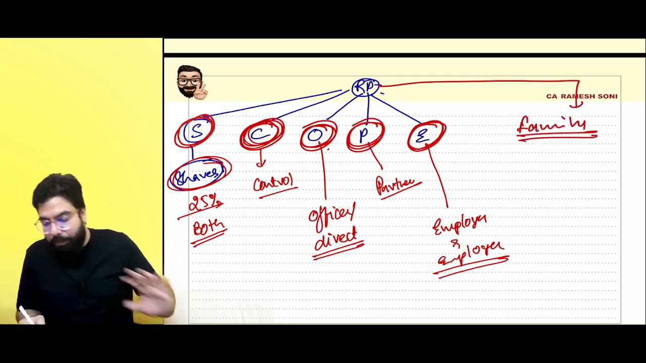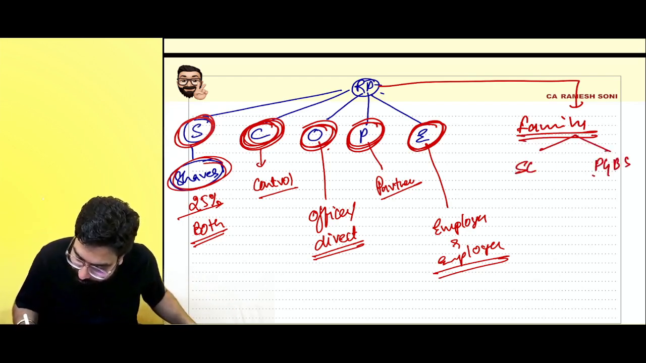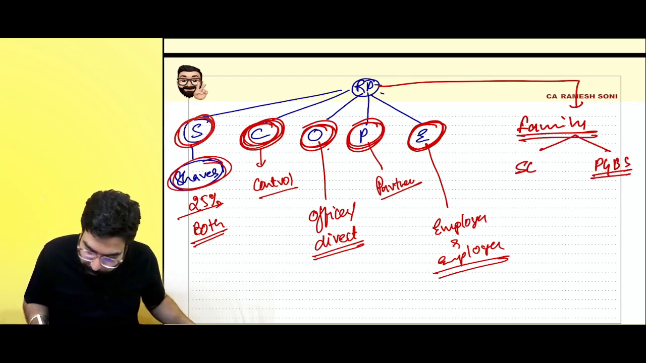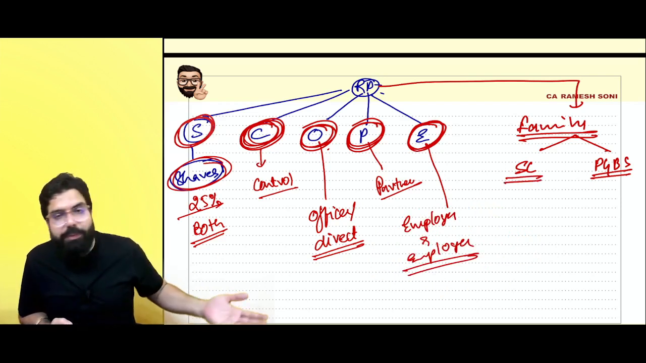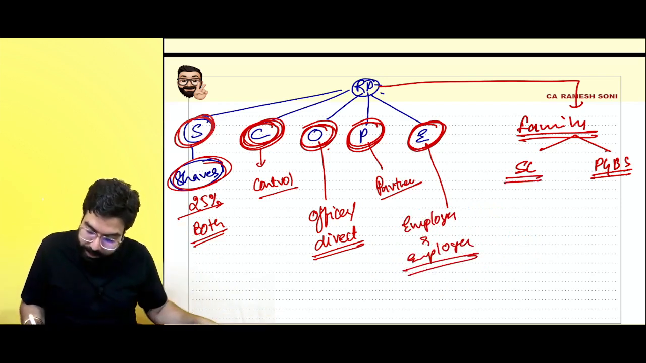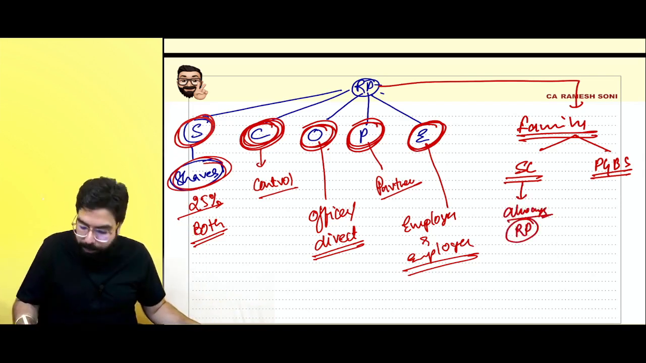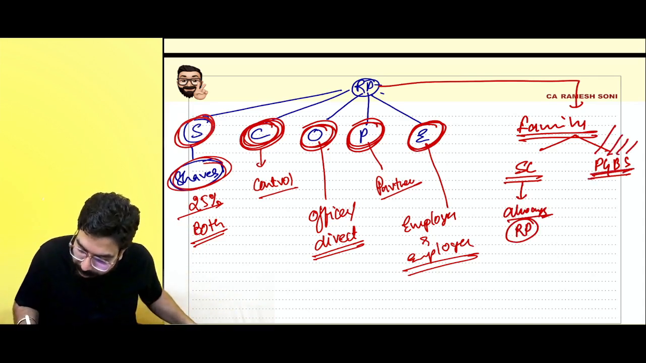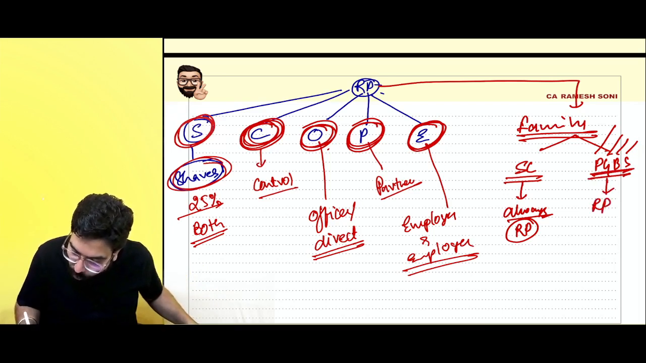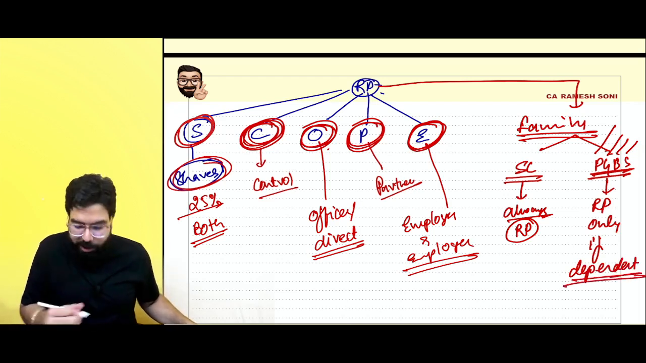Always remember, family can be Supreme Court and it can be PGBS. Supreme Court means spouse and children. Your spouse and children, whether dependent or independent, are always related persons. Parents, grandparents, brother and sister will become your related person only if they are dependent on you. If they are independent, they are not your related person.